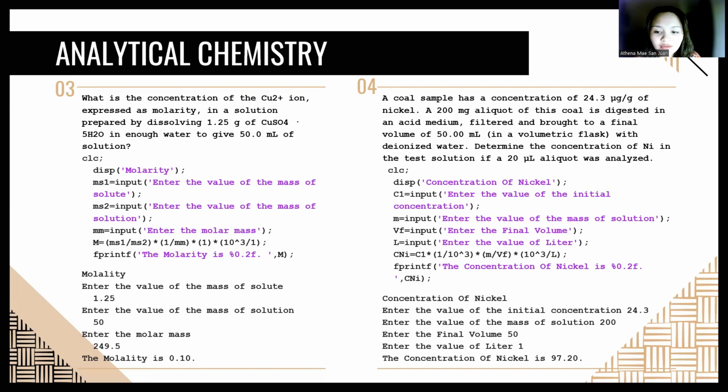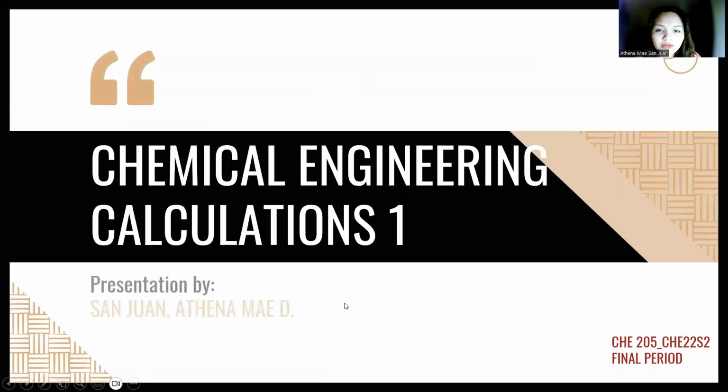So we need to enter the value of initial concentration, the mass of solution, the final volume, and the value of liter. So the concentration of nickel is 97.20. So let's proceed to the third course, which is the chemical engineering calculations 1.